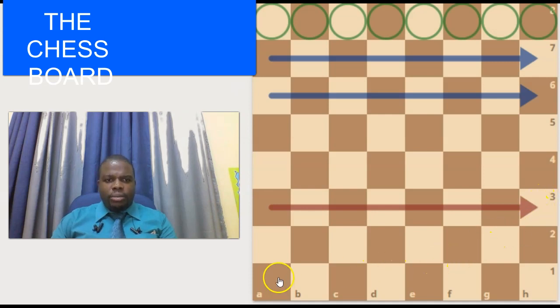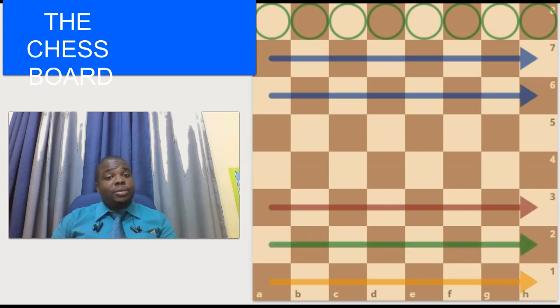Could you tell me what rank this is? If you said the 1st rank, you are correct. Notice you would not say the one-th rank. That wouldn't be right, would it? You say the 1st. So we have the 1st, 2nd, and 3rd rank. Again, that is very important, because some of the pieces also move on a rank. So that is very, very important.